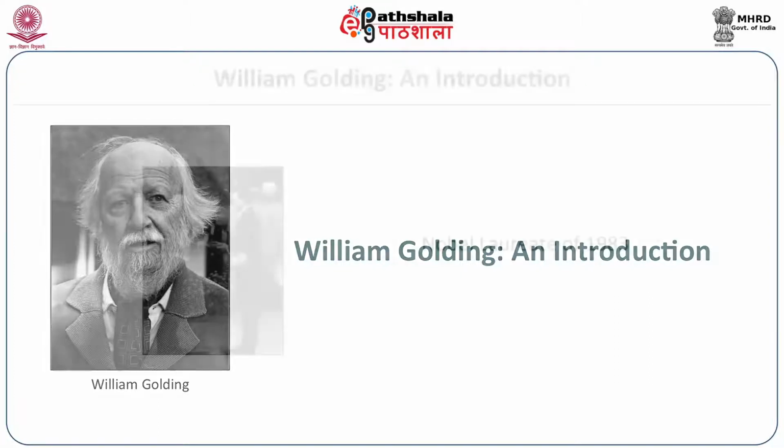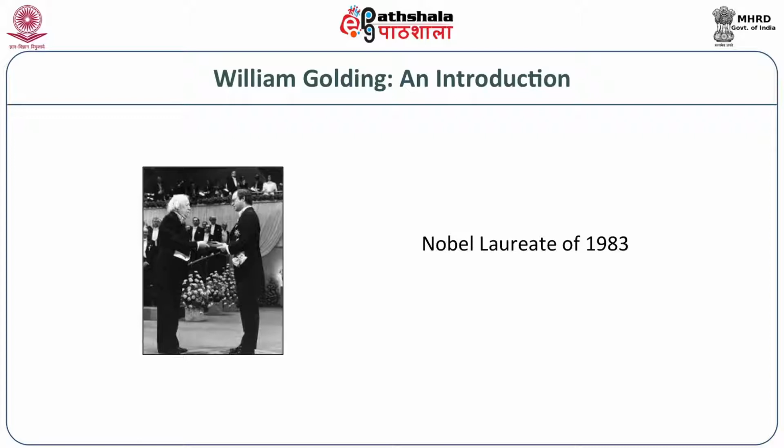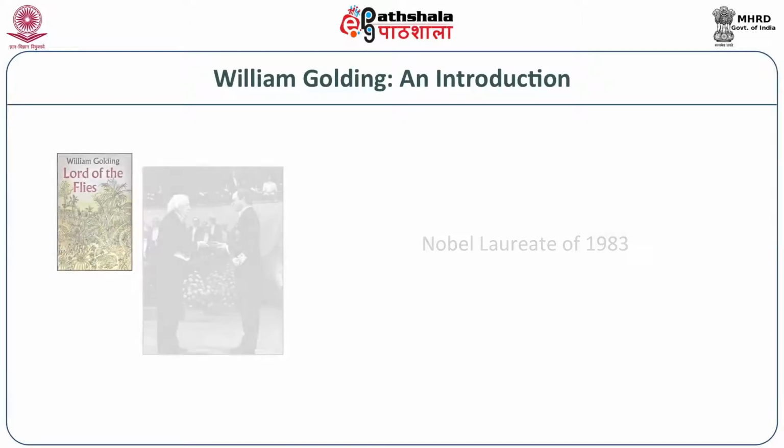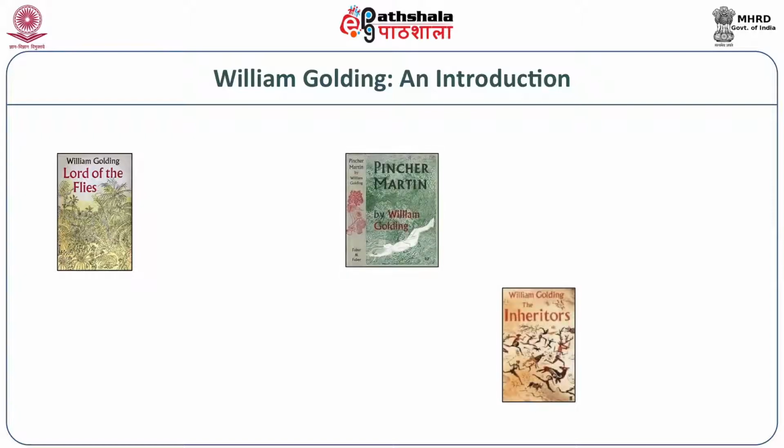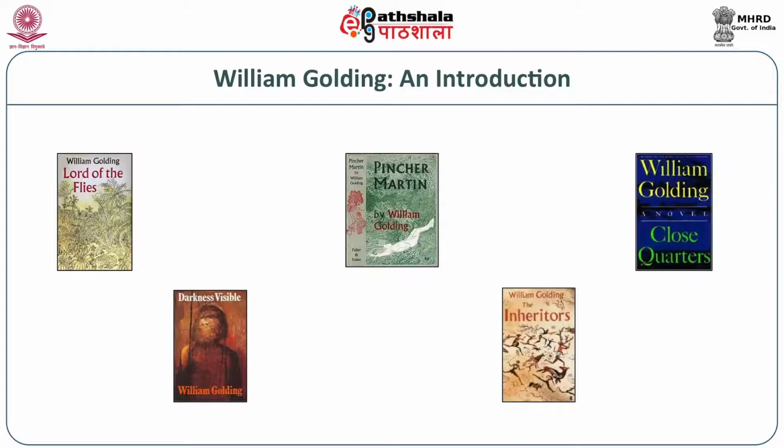William Golding received the Nobel Prize for Literature in 1983. There are 5 major works by William Golding, which include Lord of the Flies, which was first published in 1954, The Inheritors in 1955, Pincher Martin in 1956, Darkness Visible in 1979, and Close Quarters in 1987. There are other novels by William Golding which the student could look at and understand more about William Golding.